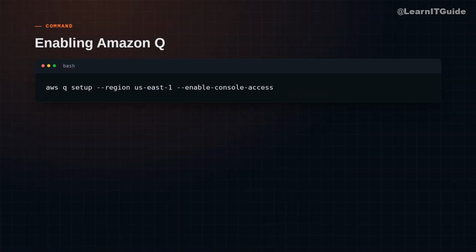To enable Amazon Q, you typically interact with the AWS CLI as shown on screen.